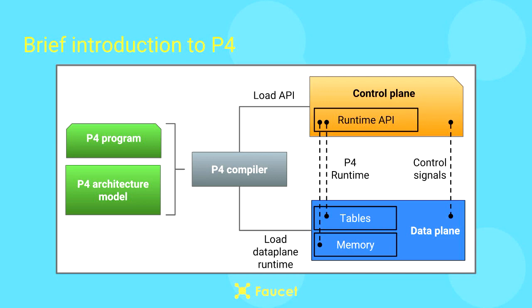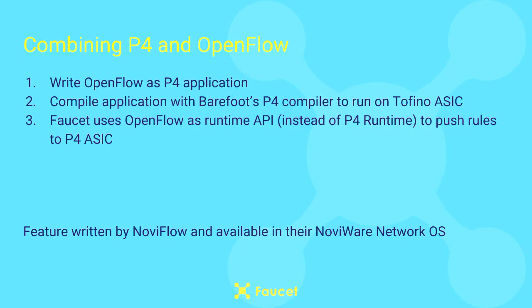On your switch, you end up with some tables and some memories. Now, Faucet doesn't support P4, but it can talk to this P4 Tofino box. So how did that work? Well, you can write OpenFlow, the application and the specification, as a P4 application, compile it with Barefoot's P4 compiler, and load that on their ASIC, and now Faucet can suddenly talk to this box it couldn't talk to before. And a big thank you to NoviFlow for writing that for us and making that available so that people can purchase it today.